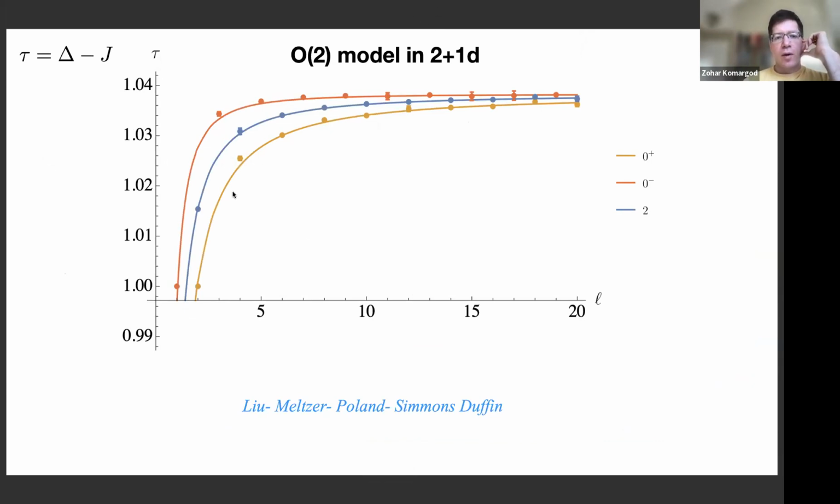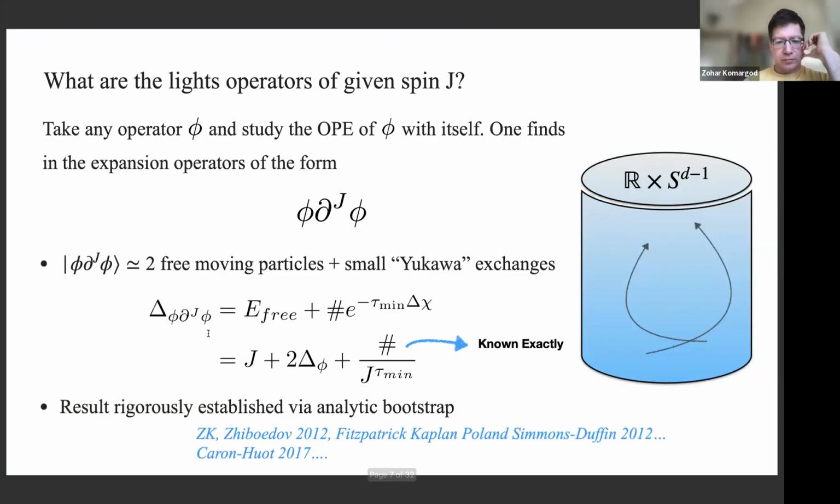So what do we see here? Tau is delta minus J. So if we go back to the previous slide and we subtract J from both sides, we see that delta minus J would be 1 over J plus an asymptotic constant, which is 2 delta.